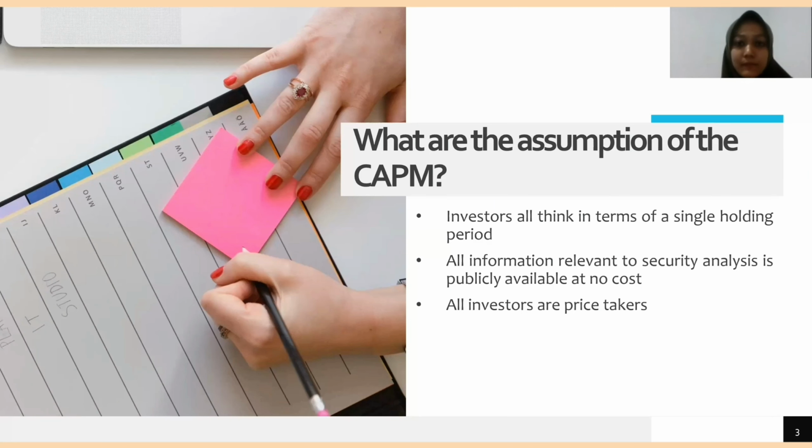Okay, next. So what are the assumptions of the capital asset pricing model? Actually there are many assumptions in this model, and it includes that investors think in terms of a single holding period, all information relevant to security analysis is publicly available at no cost, and all investors are price takers. It means that investors buying and selling won't influence the stock price.